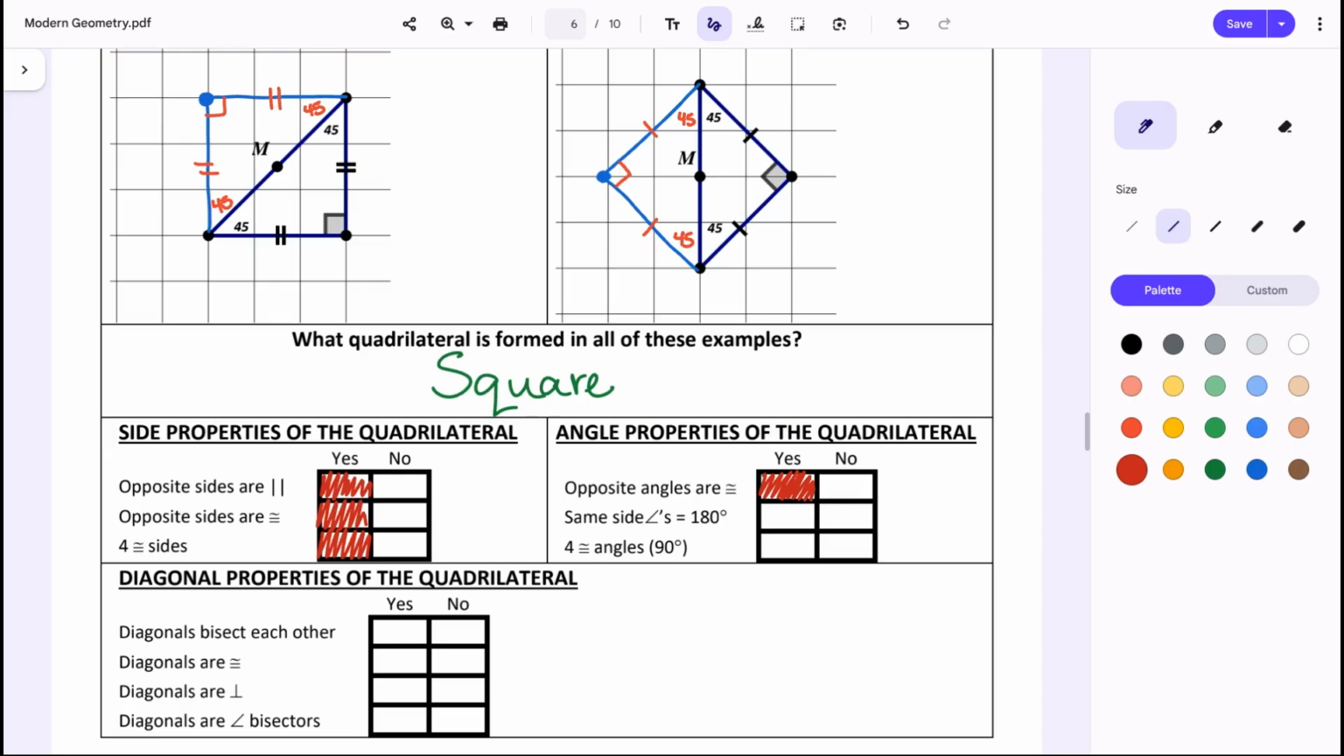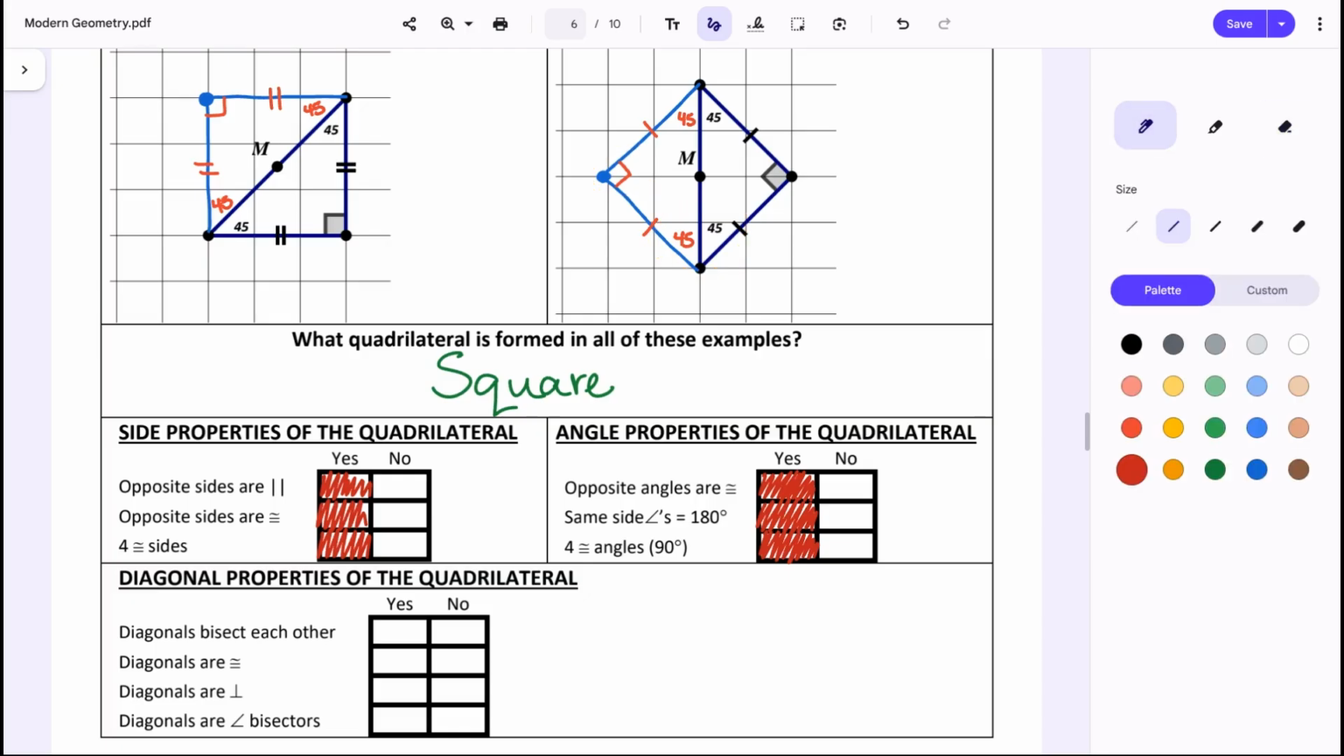Same side angles, those would be those ones like along one of the sides of the square. If you know that this corner here is 90 and these two here are both 45s, well 45s together would be 90. So 90 and 90 gives me that 180. So we can still say yes. And like a rectangle, squares have 4 congruent angles in them because they're all 90 degrees. So you should be able to say yes again here.